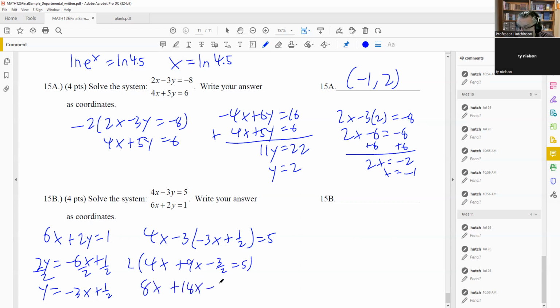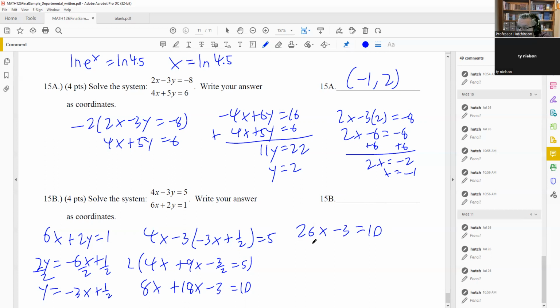Then we have the 3's will cancel, minus 3 equals 10, just like this. So in that step, we've eliminated the fraction. Now if you add that together, you're going to get 26x minus 3 equals 10. So we got 26x minus 3 equals 10.